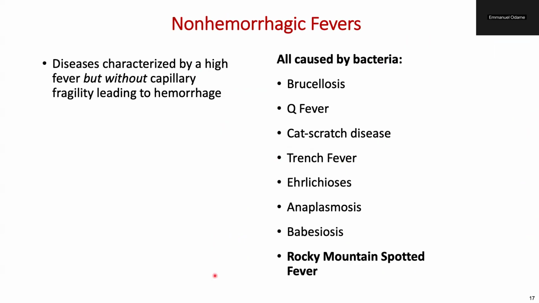Now let's talk about the non-hemorrhagic fever diseases that we know. These diseases are characterized by a high fever, but without capillary fragility leading to hemorrhages. So you just have the fever, you don't have the hemorrhages. These are caused by bacteria. So we have Q fever, we have brucellosis, we have cat scratch disease, we have trench fever, and the list goes on and on. We also have Rocky Mountain spotted fever.